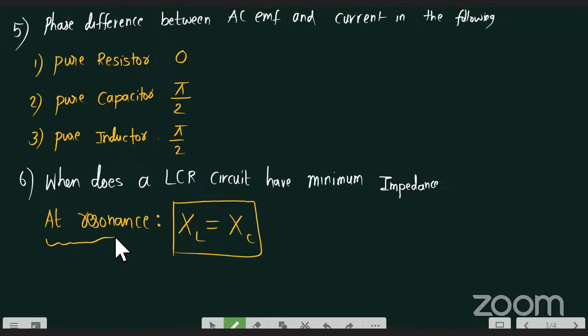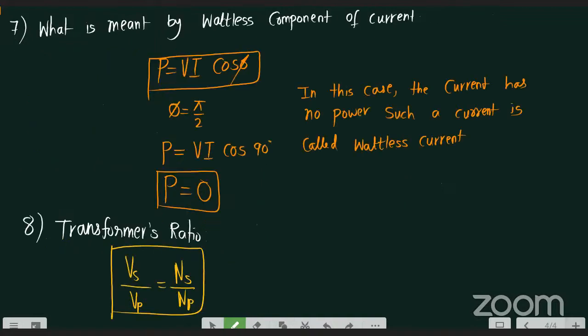The next question that we have discussed is, what is meant by wattless component of current? I said that power is given as VI cos phi, where V is voltage and I is current. If the phase angle between V and I is 90 degrees, then cos 90 will become 0. So power will become 0. The component of current which is becoming 0 is called wattless current.